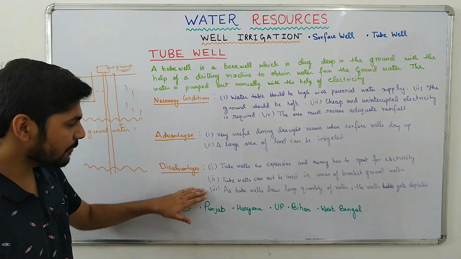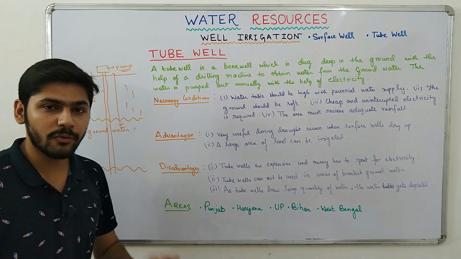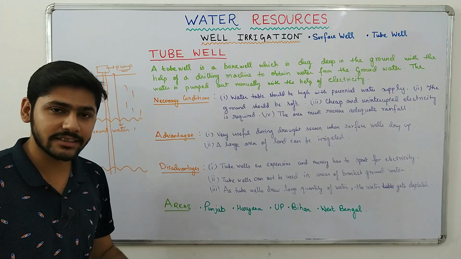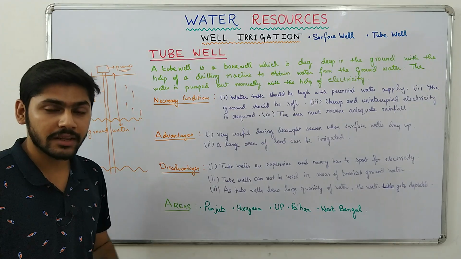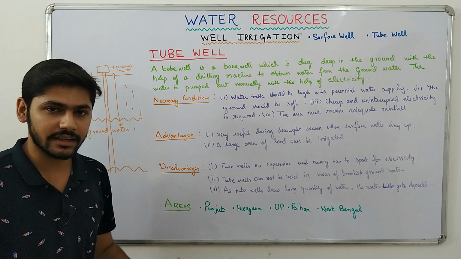Now this is a very big problem that we are facing in India right now. A lot of us use tube wells not only for irrigation for agriculture, but for domestic purposes also. So what is happening is the water table is getting depleted in many of the areas.